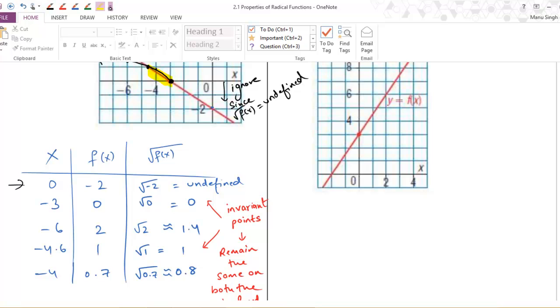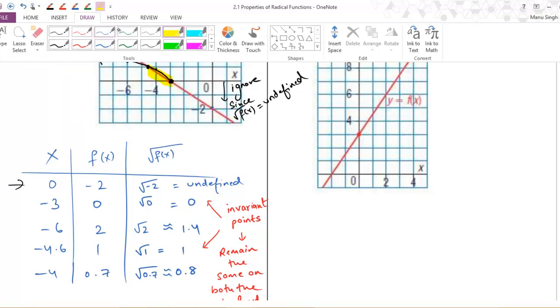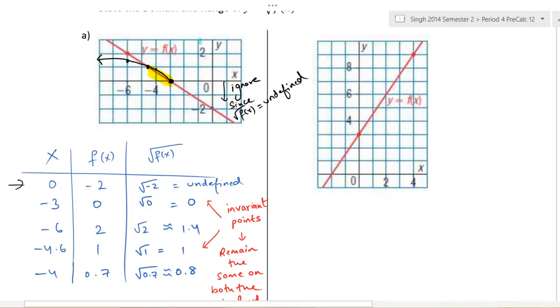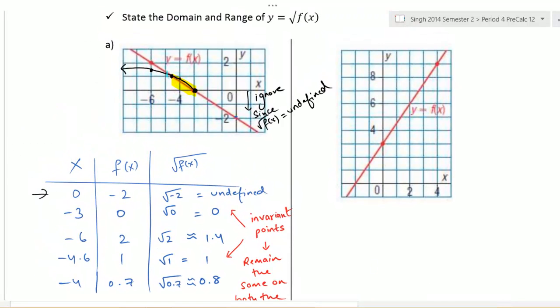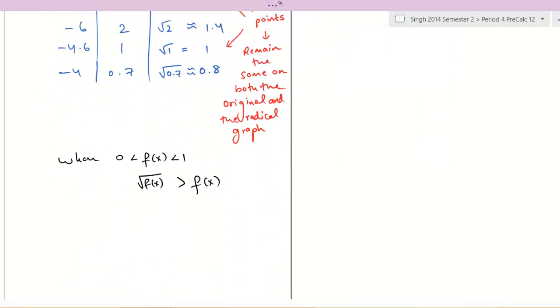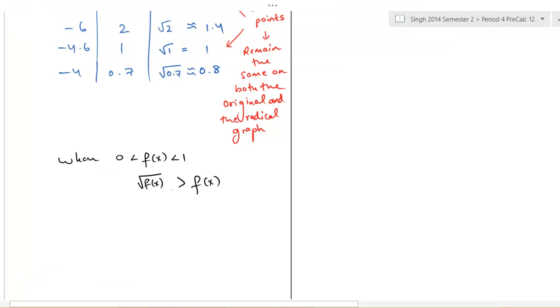And then the moment I look at the original function above y value of 1, so over here in this region, then the new function will end up being below that function, right? So that's what that expression is basically suggesting. And I'll formalize the rest of it. So when it's between 0 and 1, root f of x is bigger than f of x. When f of x, original function, is bigger than 1, then square root of f of x is going to be less than f of x.